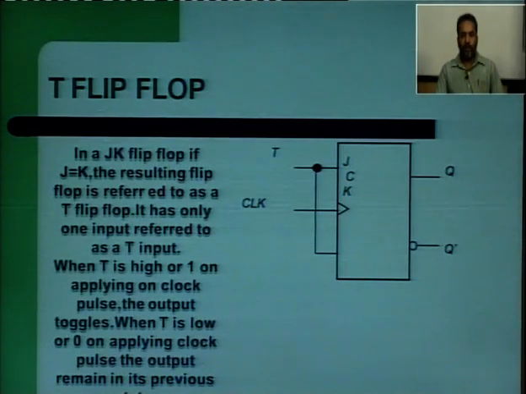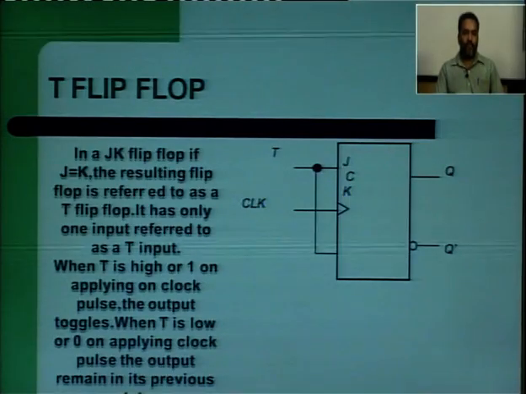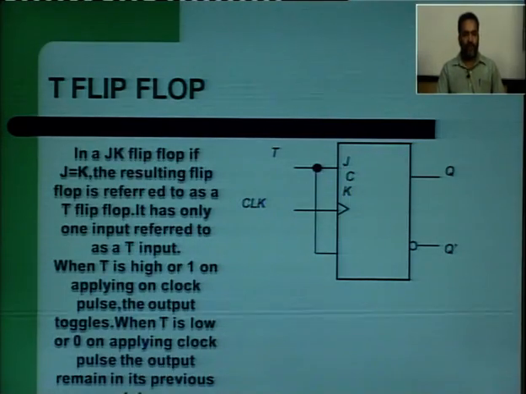So, this is the symbol of the T flip flop, circuit symbol with Q and Q bar, where Q bar is inverted, shown in the symbol. J and K are short circuited, meaning connected to the same input, called T, along with the clock. In a JK flip flop, if J and K are equal, meaning both are the same, the resulting flip flop is referred to as a T flip flop, which has only one input referred to as the T input.